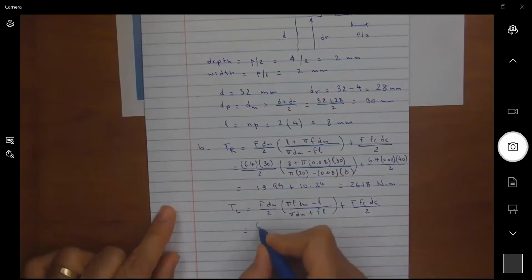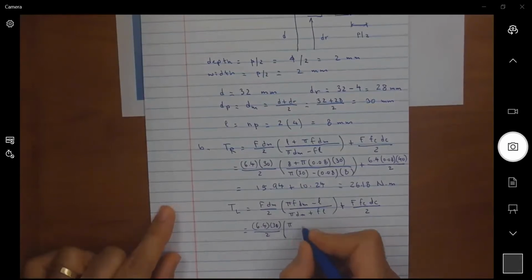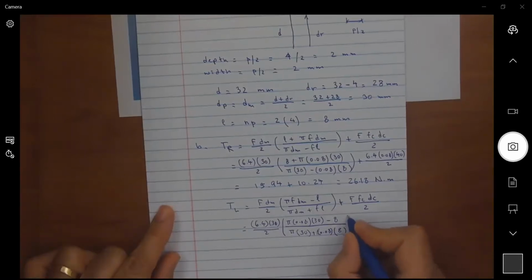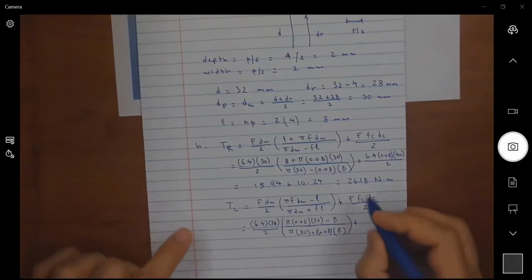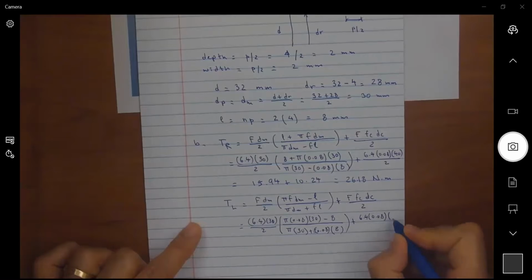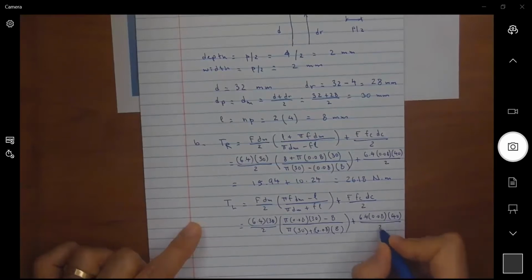This is equal to 6.4 times 30 divided by 2, multiplied by pi, 0.08 times 30 minus 8 divided by pi times 30 plus 0.08 times 8, plus the force F, which is 6.4 times 0.08, same as before, times 40 divided by 2.